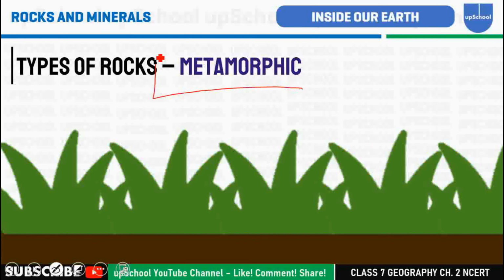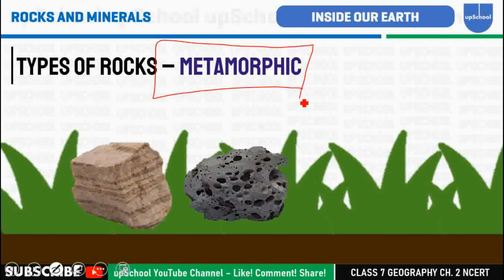Now let's learn about metamorphic rocks. So let's suppose there are two rocks. The first one is sandstone, a sedimentary rock, so Sr. And this next one is an igneous rock, basalt, so maybe Br.